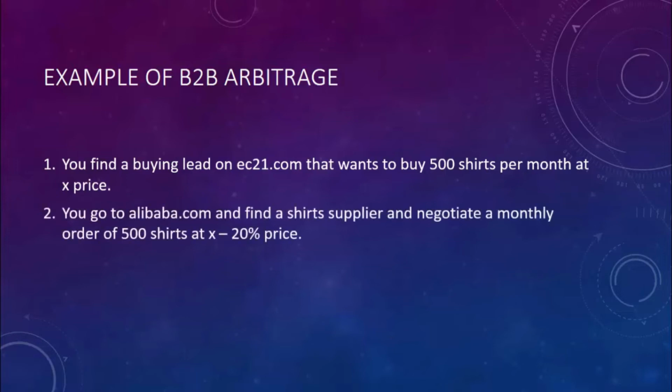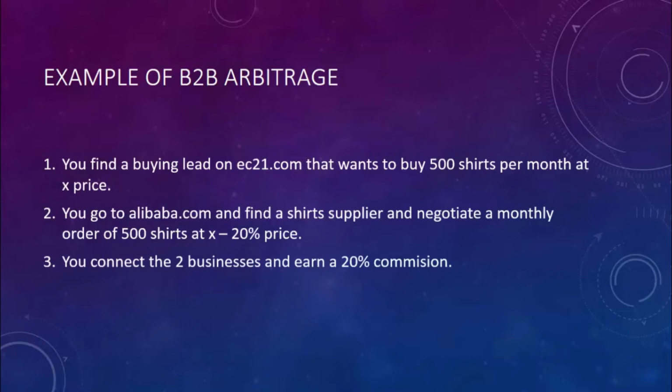You go to Alibaba.com, which is the biggest business-to-business online marketplace in the world, and find a shirt supplier and negotiate a monthly order of 500 shirts at X minus 20% price. What you will practically do in this situation is connect the 2 businesses and earn the 20% difference from the price. That means a 20% commission for you, which will be profit for you, which is the big advantage of business-to-business arbitrage.